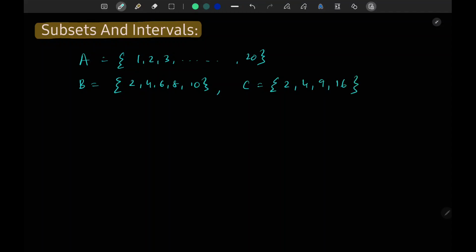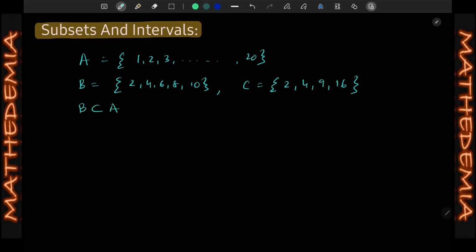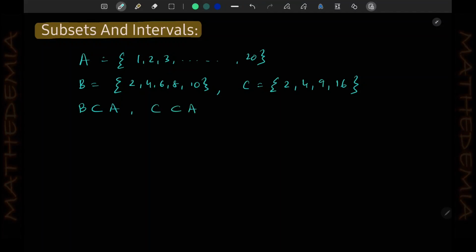Now we can see that both the sets B and C consist of elements which can be taken from the set A. In simple words, we can say that every element of B is also an element of A, and similarly every element of C is also an element of A. Since both the sets B and C consist of elements which are taken from the set A, we can say that B and C are subsets of A, which is written as B is a subset of A and C is a subset of A.